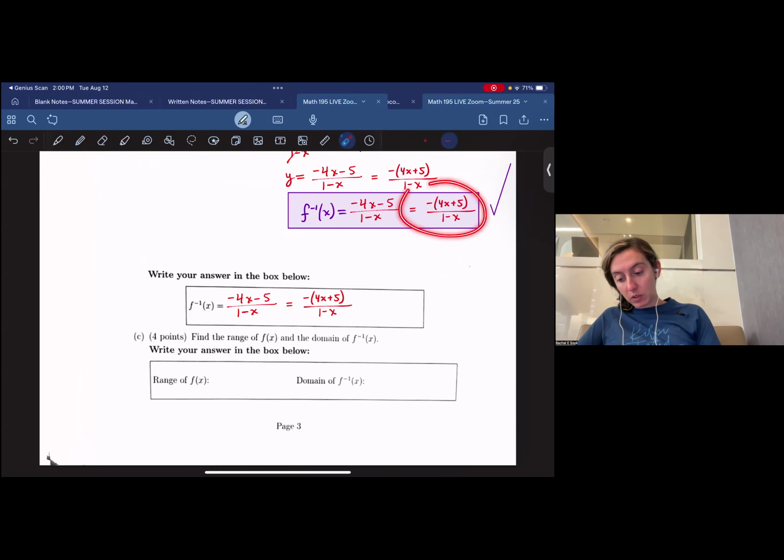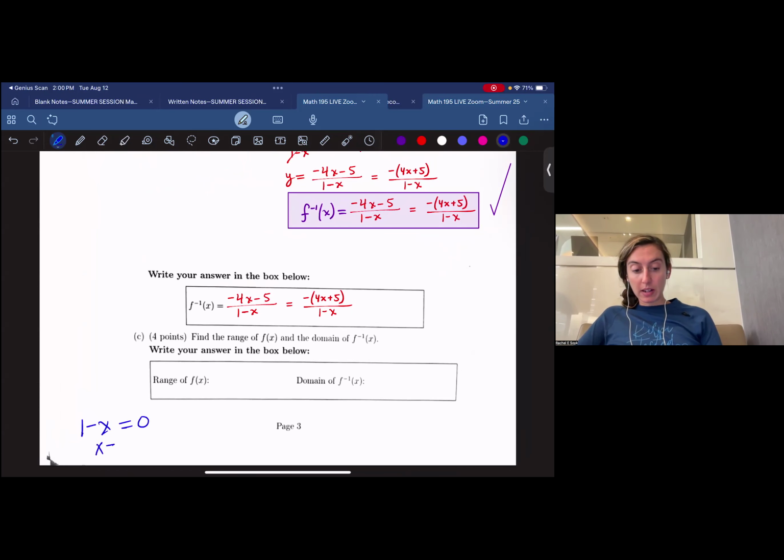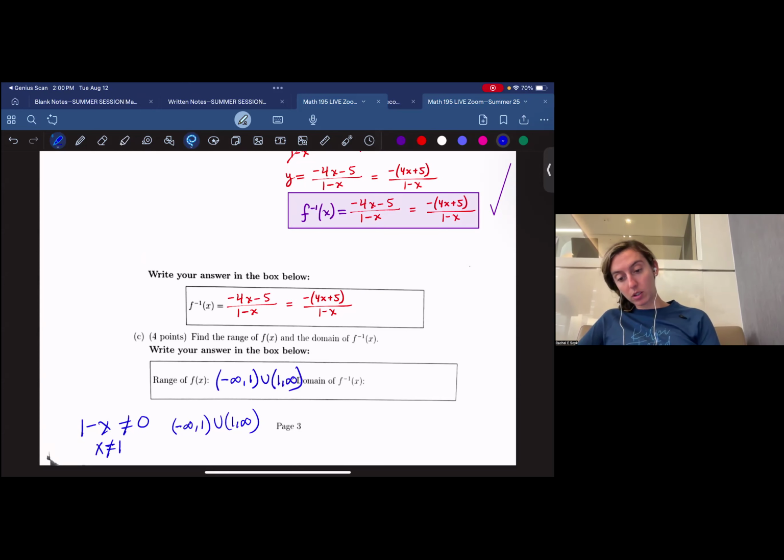What is the domain of this function? There are no roots here, so we just look at what makes the denominator 0, which is just when x is equal to 1, which means x can't be 1. So what is our domain? Everything but 1. Negative infinity to 1, union 1 to positive infinity. And that's your solution for both the range of your original function and your domain of the inverse.